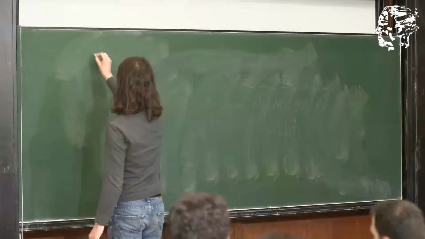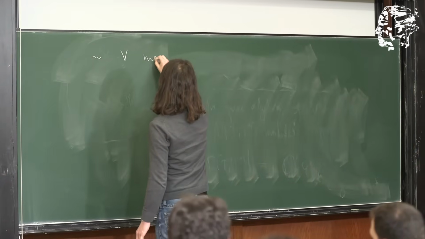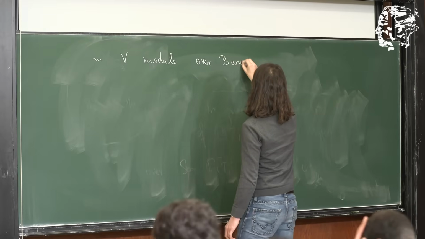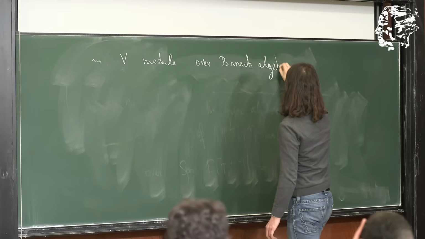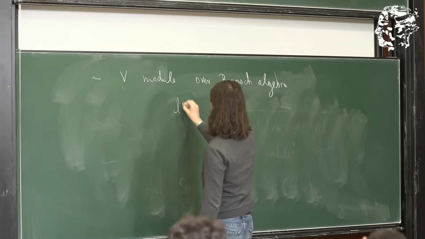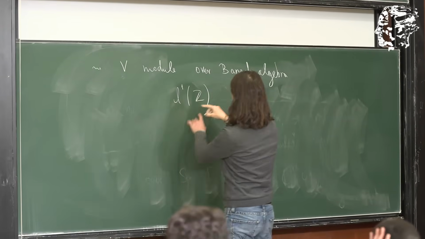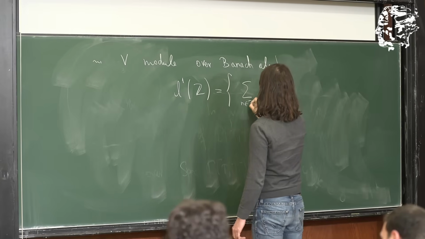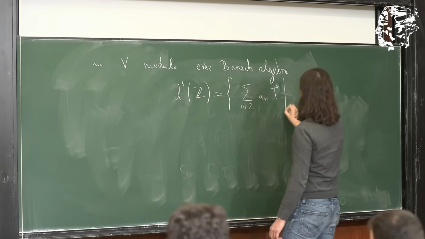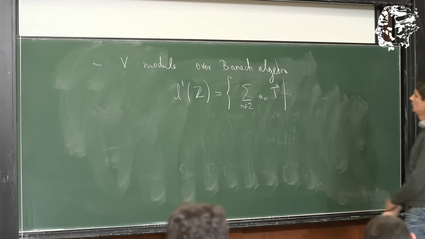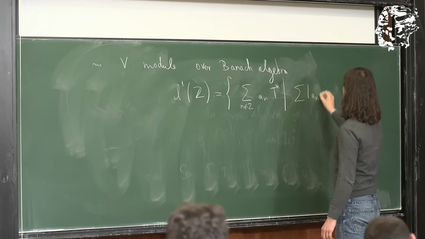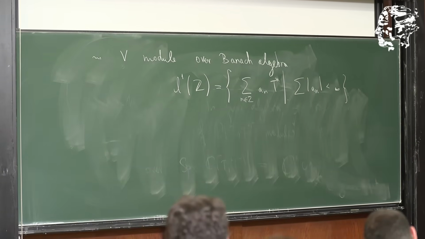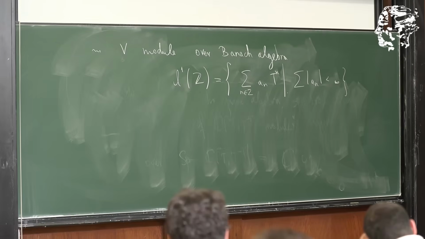And so this actually makes V a module over a ring or even over a Banach algebra. One way to denote it is the space of summable sequences parameterized by the integers. So the sum of a_n times t to the n, where the sum of the absolute values of these a_n is finite. And you can check that if you multiply two such sequences together, the product will still be in there.